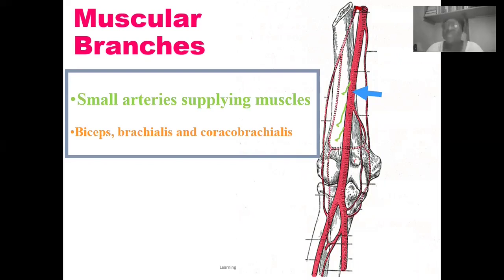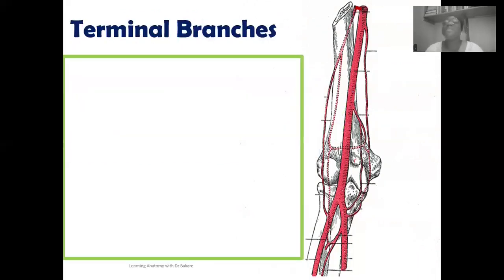We also have the brachialis that is inferiorly located, and we have the coracobrachialis that is superiorly located. These three muscles also receive muscular branches from the brachial artery. So now let's move to the terminal branches. The terminal branches are two.